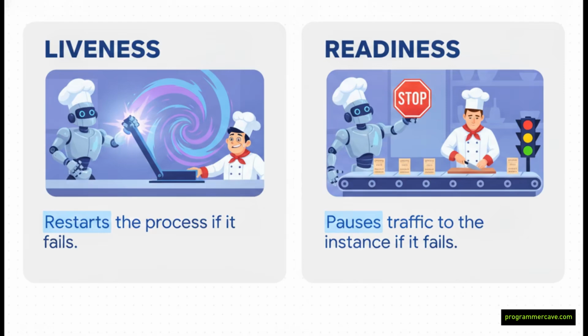Readiness asks, should you receive traffic? If it fails, we just hit pause on routing traffic to that instance for a bit. Truly understanding this precise distinction is a total game changer for building a stable system.